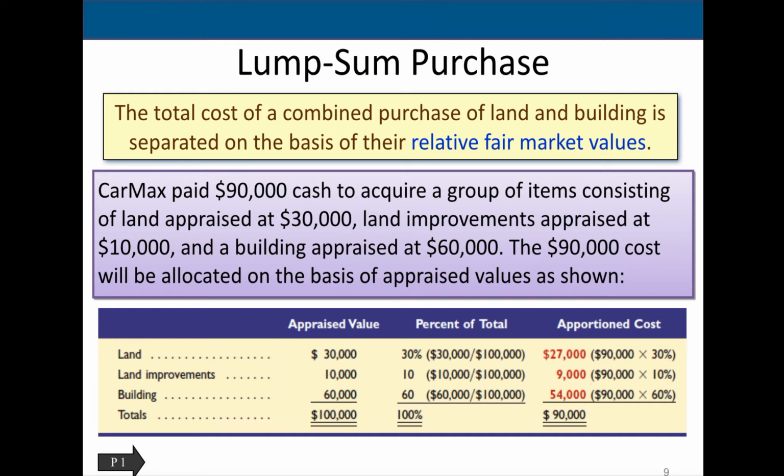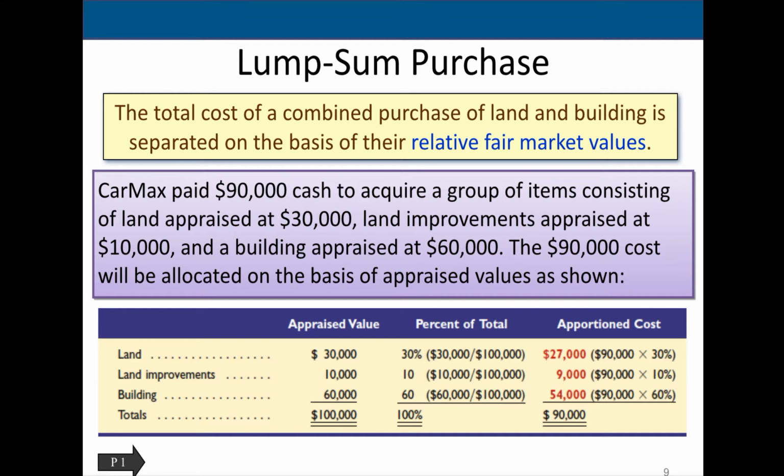And all that we see when we make the initial purchase is $90,000 left our pocket, and what we now have is a piece of land, some land improvements, and a building. Once we have that, we need to go in and allocate some portion of that overall $90,000 cost to each of those categories because we handle their depreciation in different ways. That's why we need to separate it out.